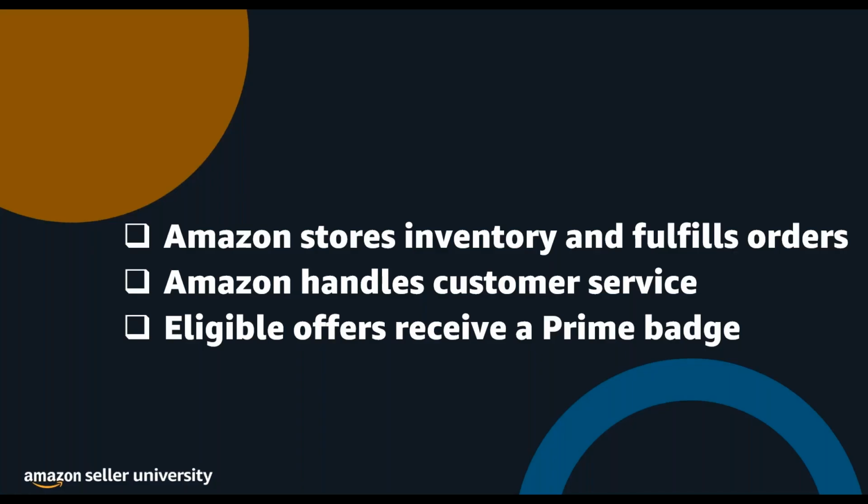With FBA, you send your inventory to Amazon fulfillment centers. When you receive an order, we pick, pack, and ship the order for you. Amazon also handles returns, refunds, customer service, and provides tracking information for FBA orders, further streamlining your workflow.